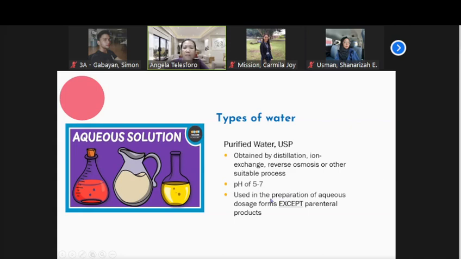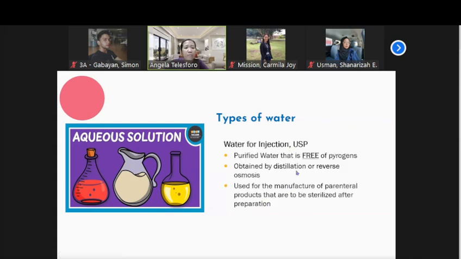Then water for injection. This is purified water which is free of pyrogens. What are pyrogens? They are disease-causing substances. We can obtain water for injection by distillation or reverse osmosis. And this is the type of water that we use to manufacture parenteral products, because it is sterilized after preparation. When we say sterilized, zero pyrogen and zero microorganisms.